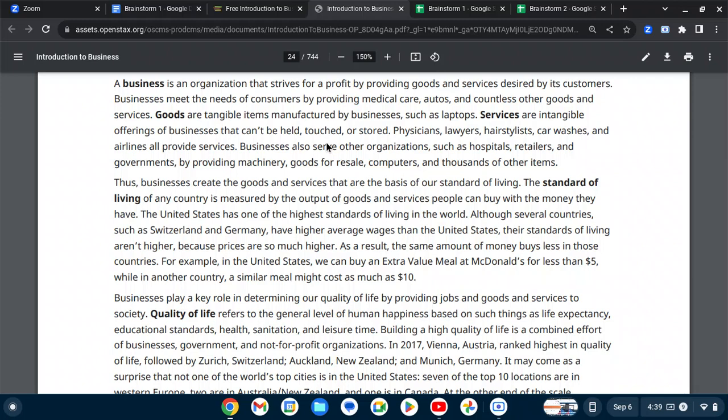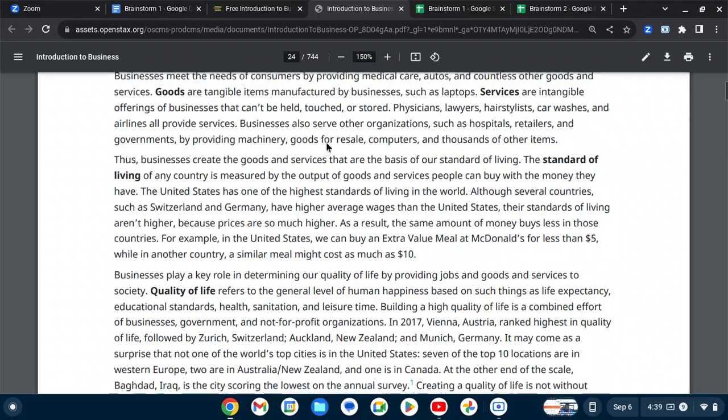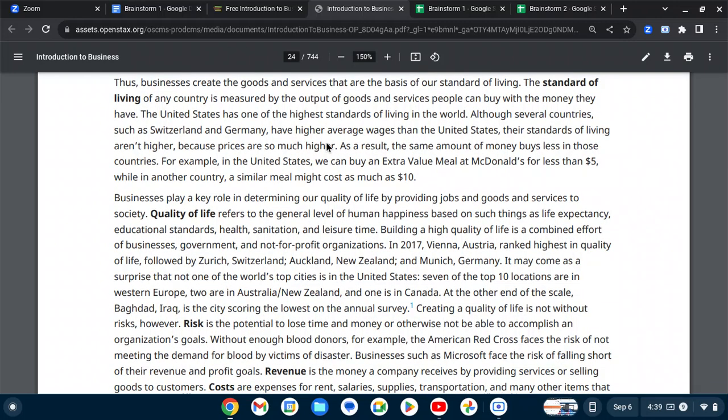A business is an organization that strives for a profit by providing goods and services desired by its customers. Businesses meet the needs of consumers by providing medical care, autos, and countless other goods and services. Goods are tangible items manufactured by businesses, such as laptops. Services are intangible offerings of businesses that can't be held, touched, or stored. Physicians, lawyers, hairstylists, car washes, and airlines all provide services. Businesses also serve other organizations such as hospitals, retailers, and governments by providing machinery, goods for resale, computers, and thousands of other items. Thus, businesses create the goods and services that are the basis of our standard of living.